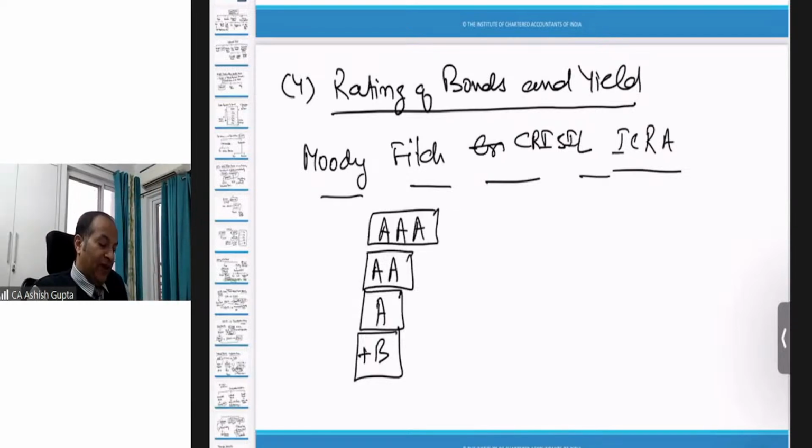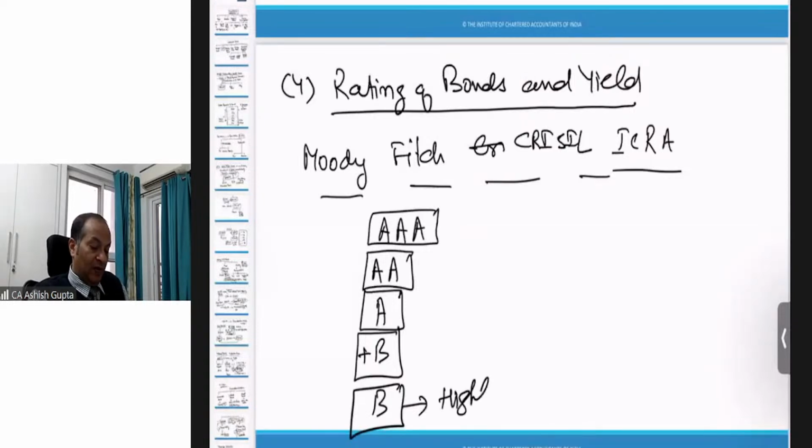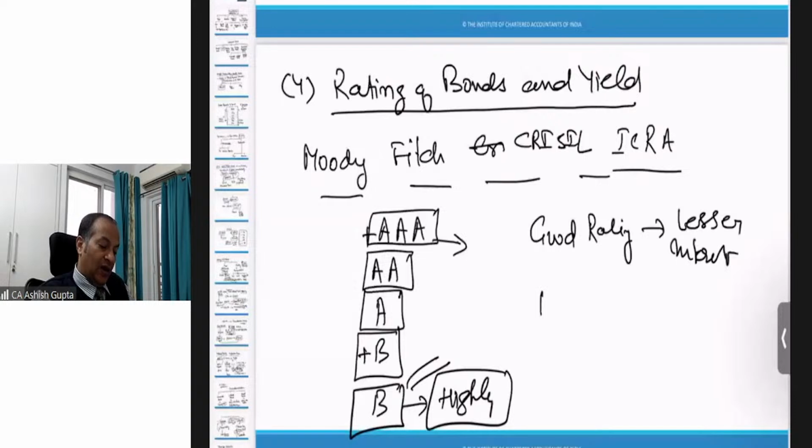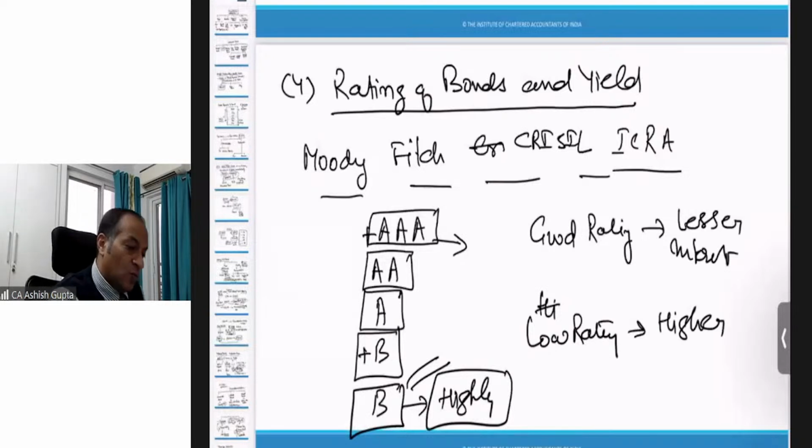A student has asked a very good question, what is a junk bond? Here, if a company has a rating of B, it means it's highly risky. On the other hand, a company with good standing will have a better rating. Very important to note, students: a good rating means a lesser interest rate, and a low rating means higher interest. The company needs to pay a higher rate of interest on the bond issued.